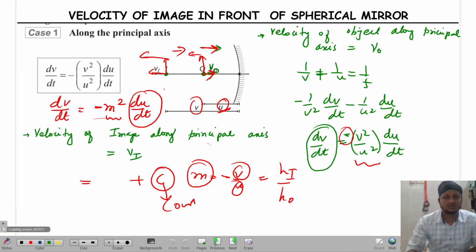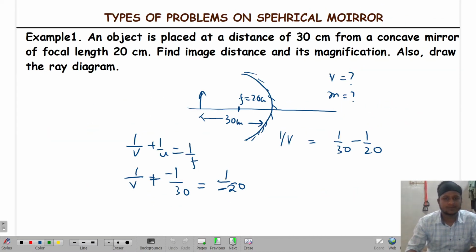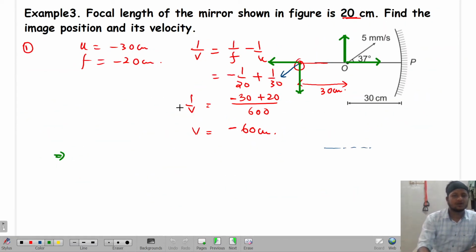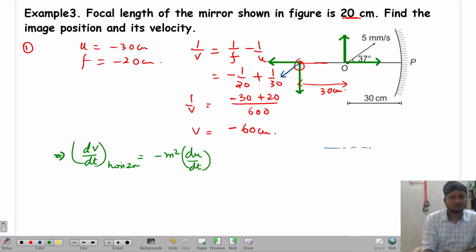See this, like velocity of image. See this. What was the relation? If the object starts to move towards the pole, image starts to go away from the pole. Okay. The relation is like how to find the image velocity. It is equal to minus of m square du by dt. Now look over here. For in this question, similarly, I'll apply dv by dt horizontal should be equal to minus of m square du by dt horizontal. Got it or not?